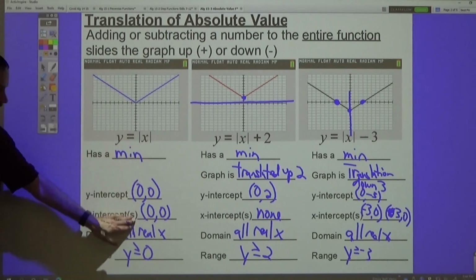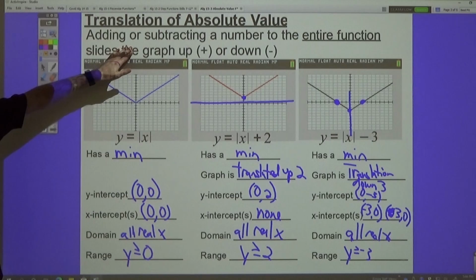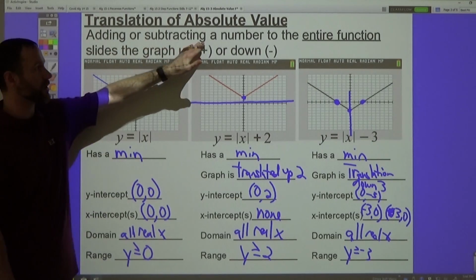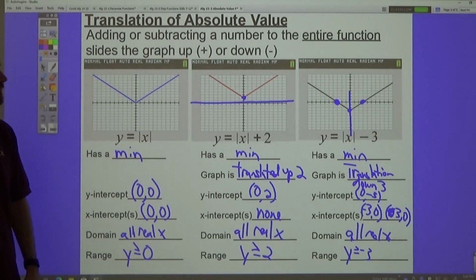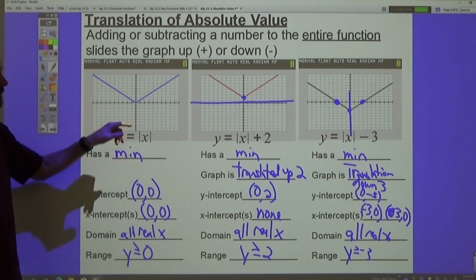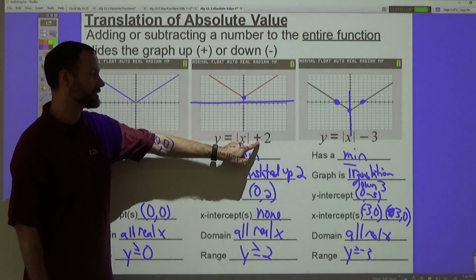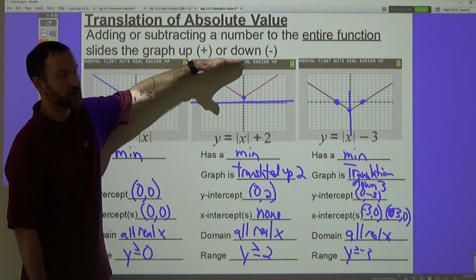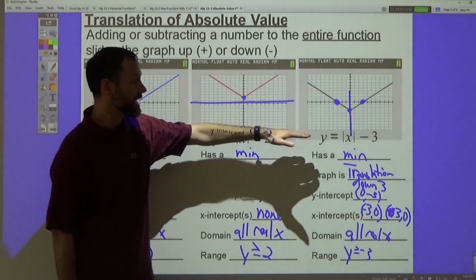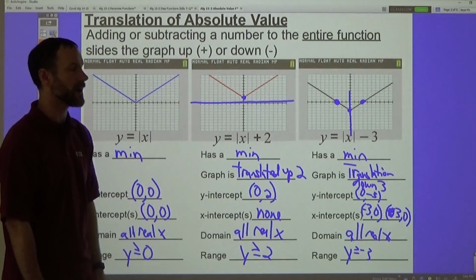So looking at our same one, y equals the absolute value of x, the first thing that we're going to do is a translation. Adding a number or subtracting a number to the entire function slides the graph up or slides the graph down. So notice we have y equals the absolute value of x here. If we add 2 to the entire function, notice that our graph went up by 2. If we subtract 3 from the entire function, our graph went down by 3.